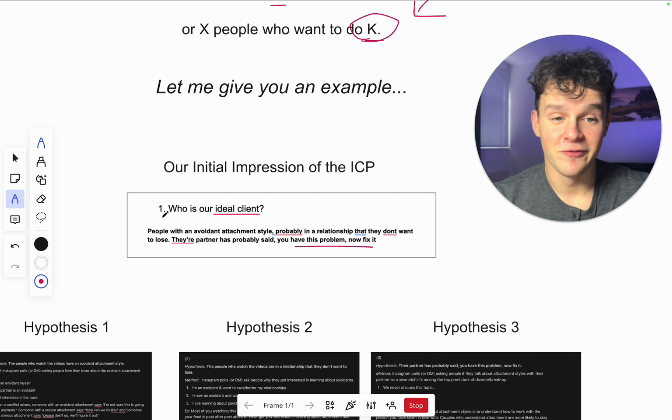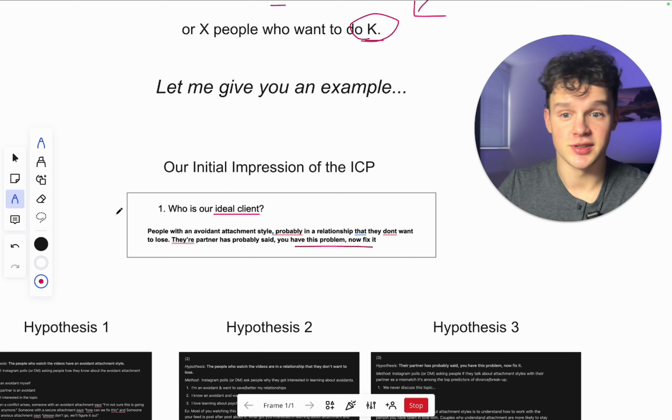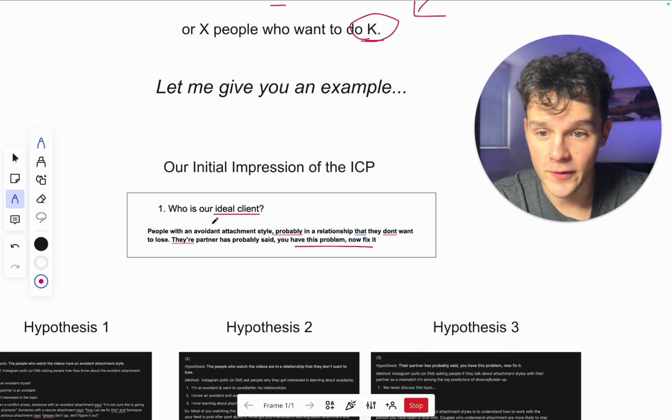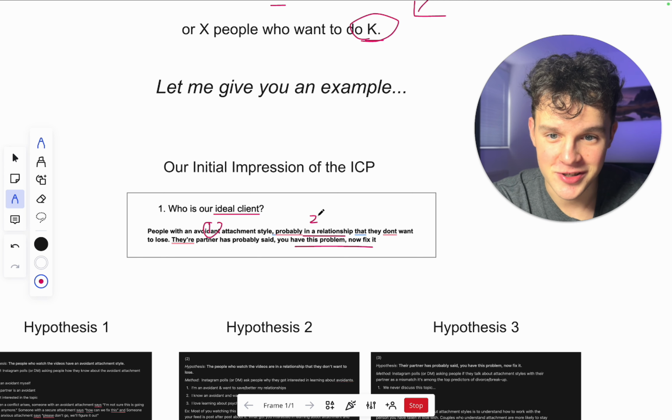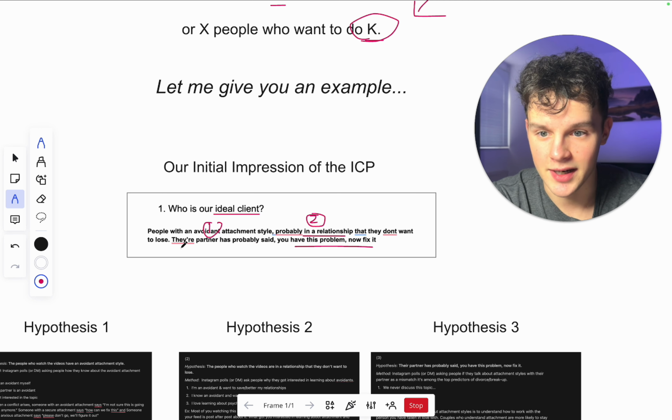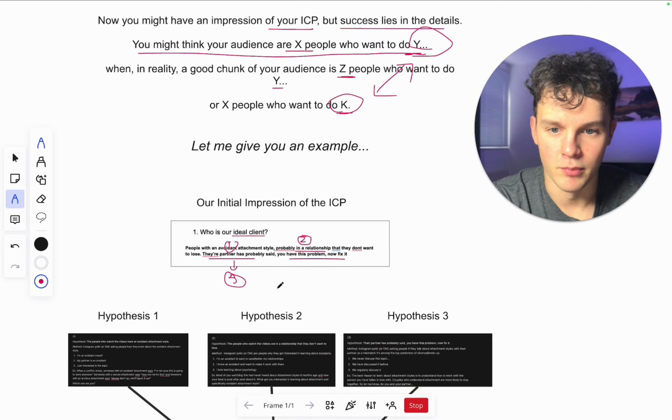We have identified three major assumptions in this statement over here. The first one is that people have an avoidant attachment style. Then the second one is that they are probably in a relationship, so assumption number 2. And then the last one is their partner probably said that they have this problem, so this is assumption number 3.